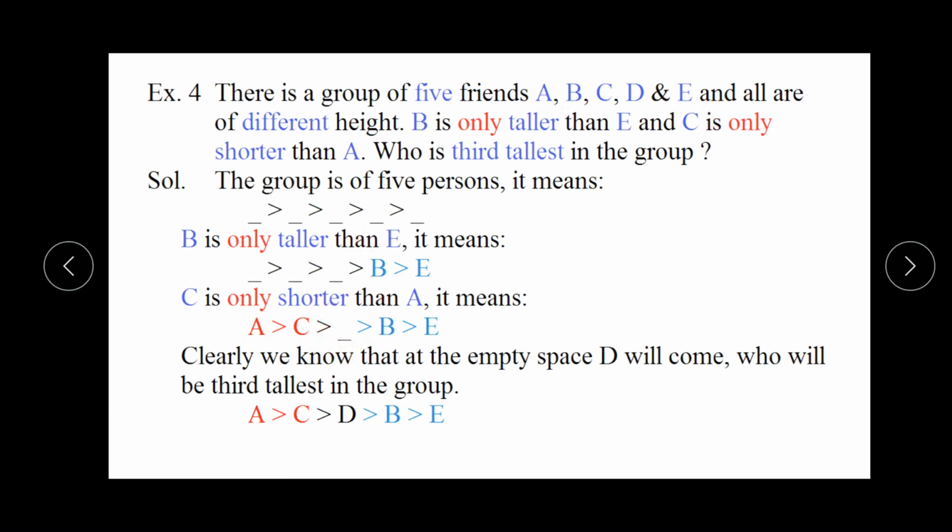A is used, C is used, B is used, E is used. It means what is left? D. It means this place is for D. And the question is: who is the third tallest in the group? D is the third tallest in the group.